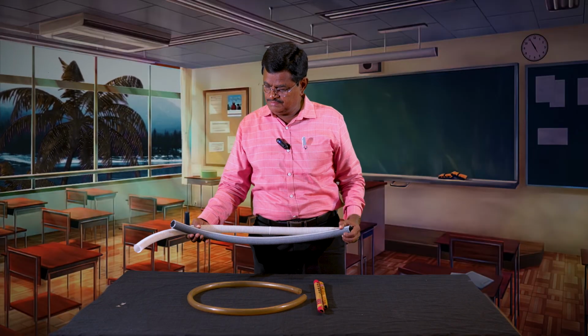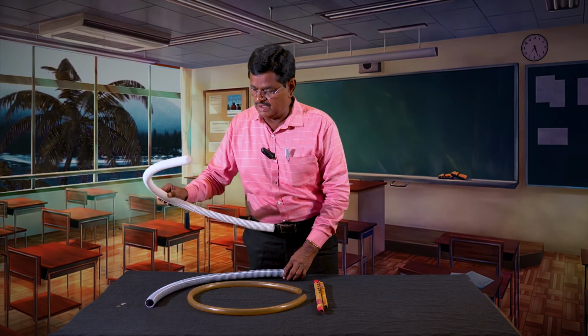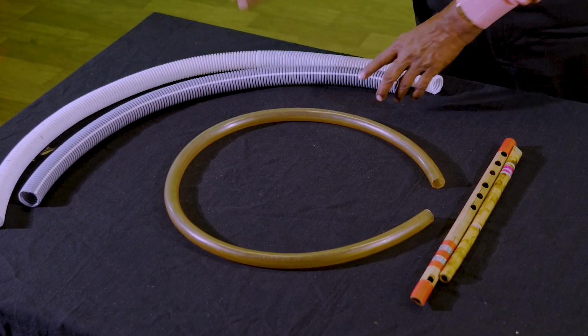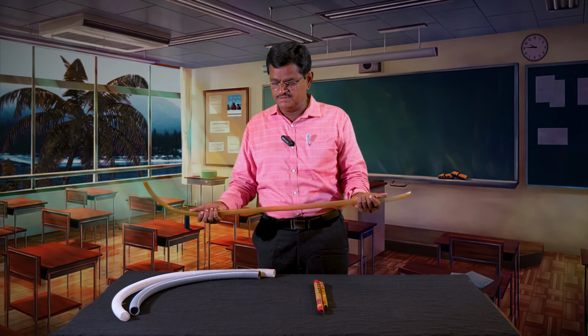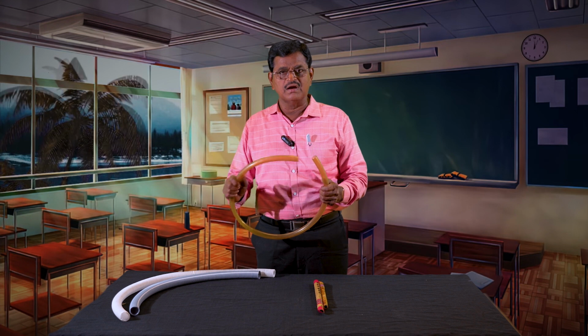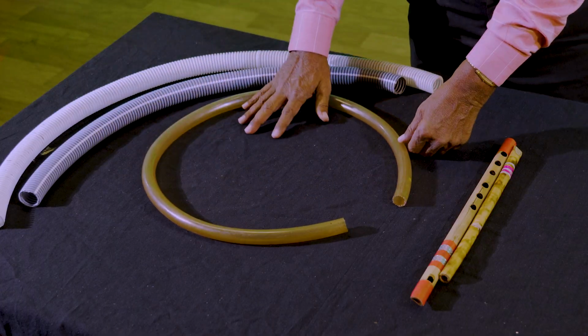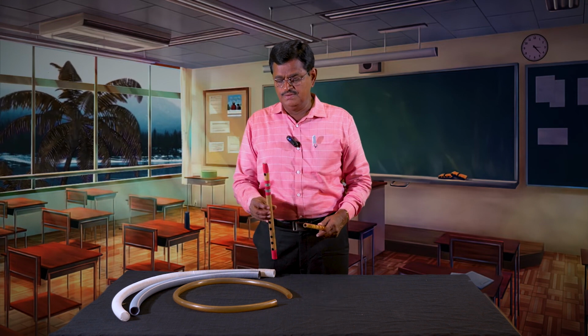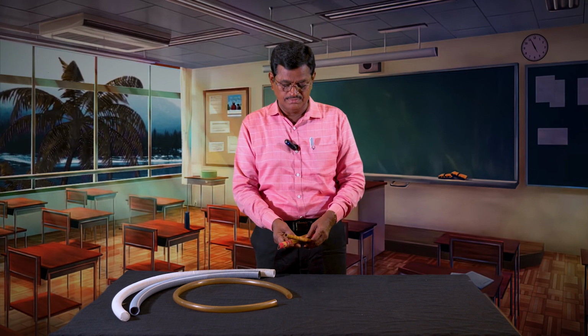The grey color tube is somewhat shorter in length. So the white longer one, the grey shorter one. And another one, third tube, is also a pipe. It is also flexible plastic but not corrugated. Very smooth, transparent tube. Finally, we have flutes with different lengths, the shorter one and the longer one.